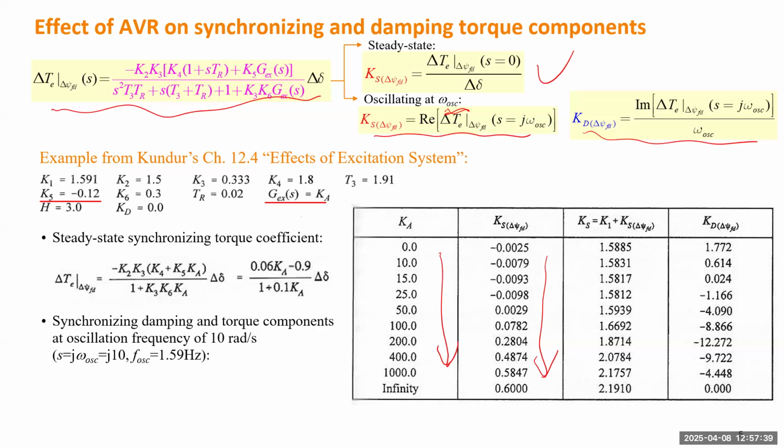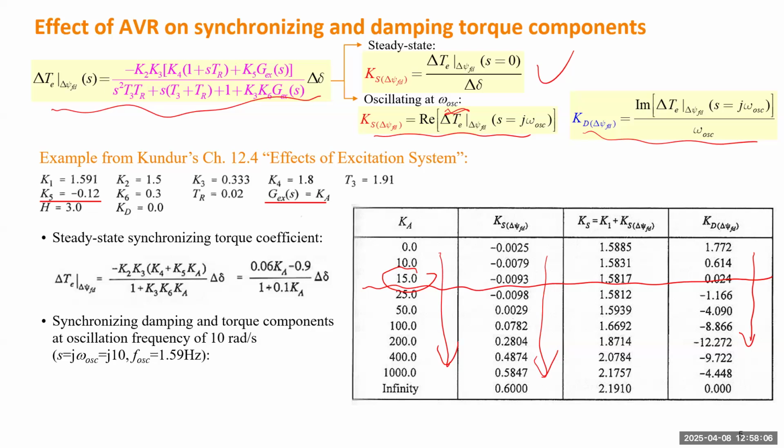But the damping coefficient will become negative. So in order to avoid the negative damping, you may not increase the gain beyond a certain value. Otherwise, you have growing oscillation. But this gain may not be large enough to give you good voltage regulation. So there will be a contradiction.